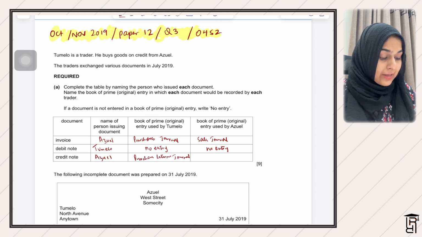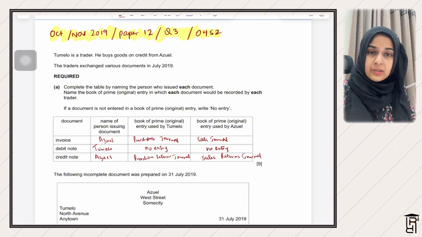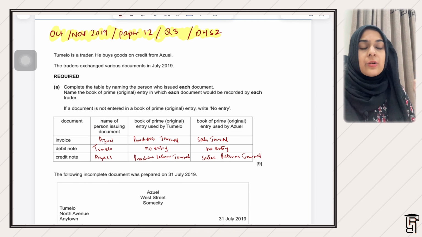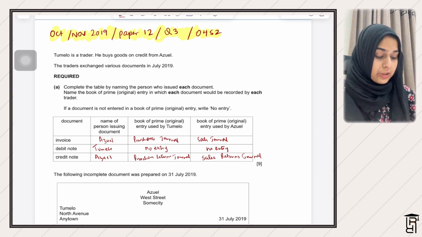And Aswell will use the sales returns journal, because for Aswell it's a sales return, and for Tamello it's a purchases return. So credit notes issued are always recorded in the sales returns journal, and credit notes received are always recorded in the purchases returns journal.